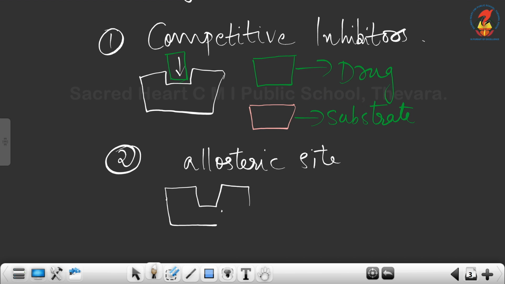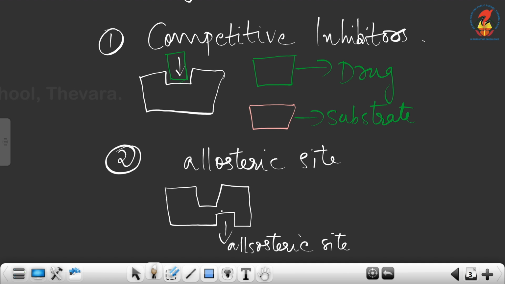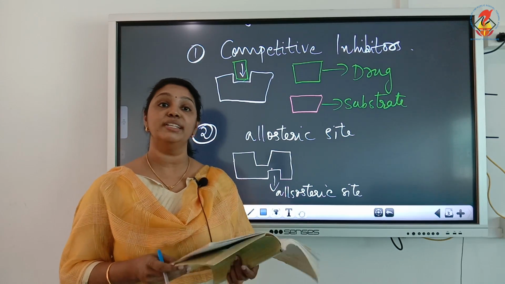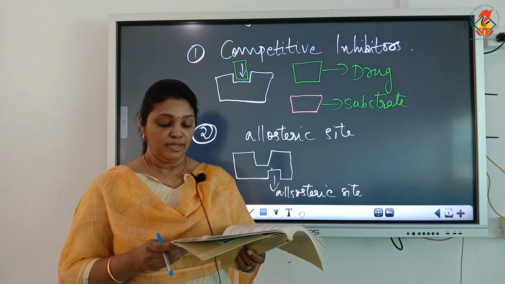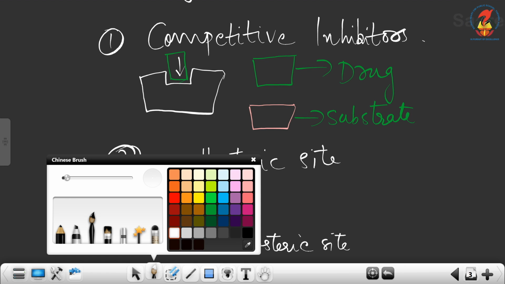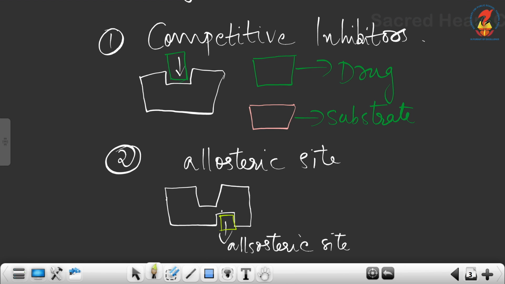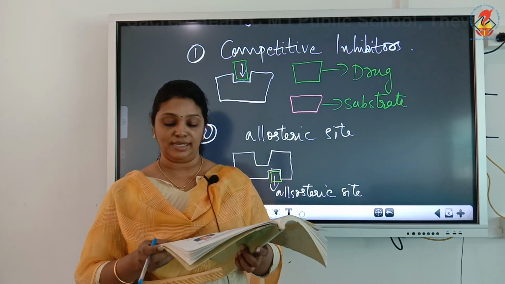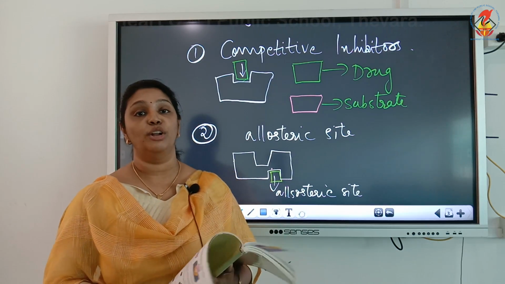This is our enzyme and here this is the allosteric site. Allosteric site means some drugs do not bind to the active site of the enzyme. Instead, they bind to a different site of the enzyme called the allosteric site. So, what will happen? This drug will come and attack this position. Now, this binding of the inhibitor at the allosteric site changes the shape of the active site in such a way that the substrate cannot recognize it.